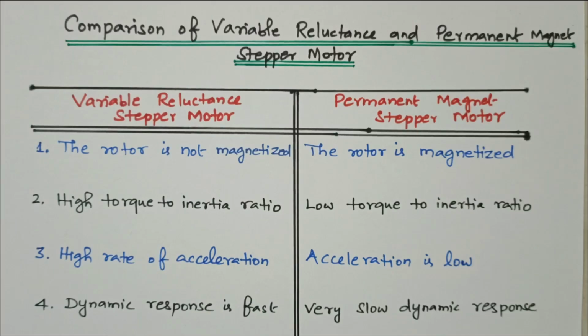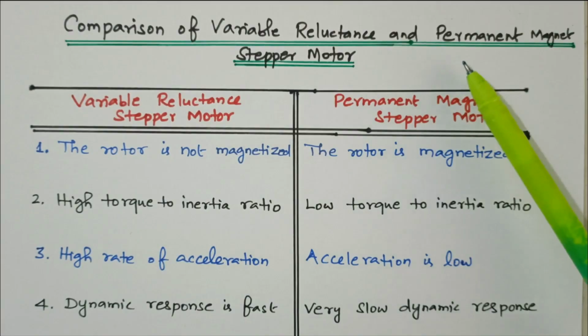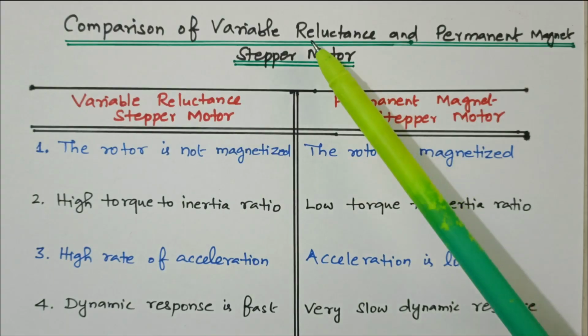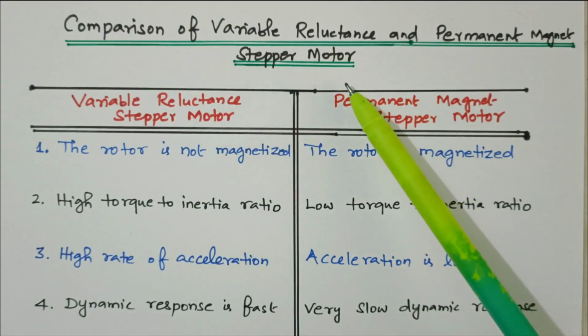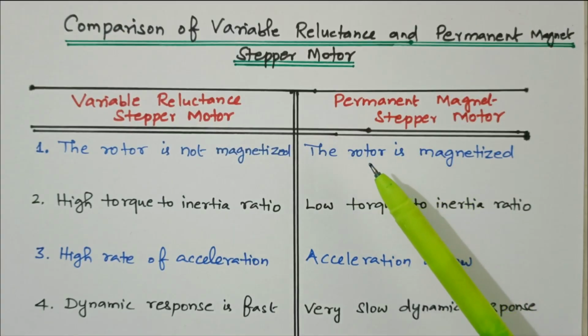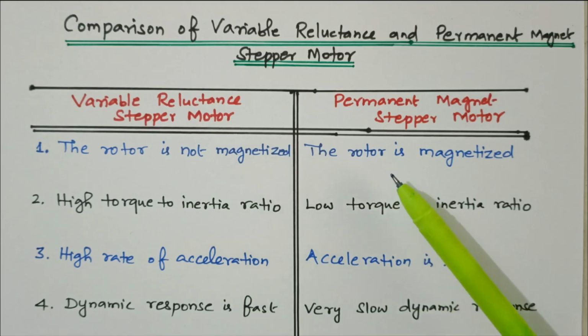Welcome viewers. In this video we'll see the comparison of variable reluctance and permanent magnet stepper motor. Basically there are two types available: variable reluctance stepper motor and permanent magnet stepper motor. So in this video we will compare these two types of motor.